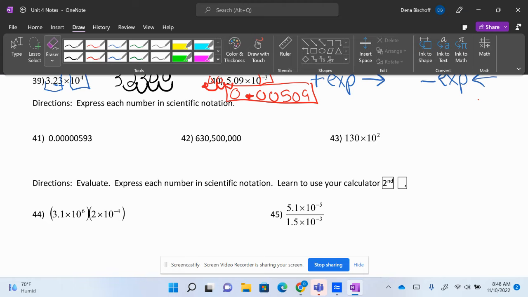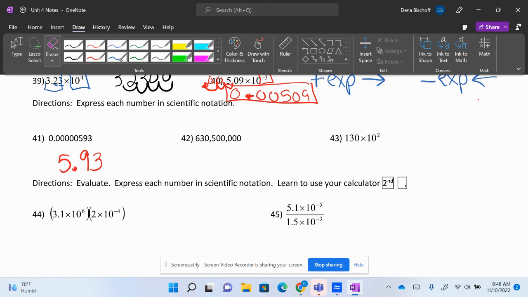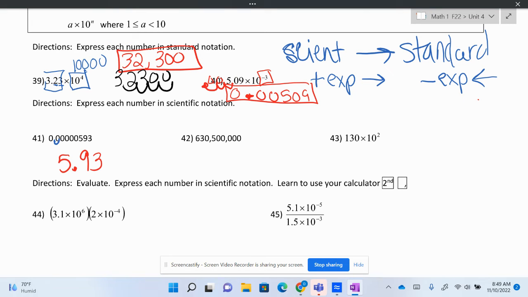When I put this number in scientific notation, remember that scientific notation has a number to the left of the decimal. So this is going to become the number 5.93. It can only have one number to the left of the decimal, and it's got to be between 1 and 10, right? So it's 5.93. Let's count how many times I moved that decimal. The decimal is right here, and I moved it 1, 2, 3, 4, 5, 6 times. So times 10 to the 6th power.